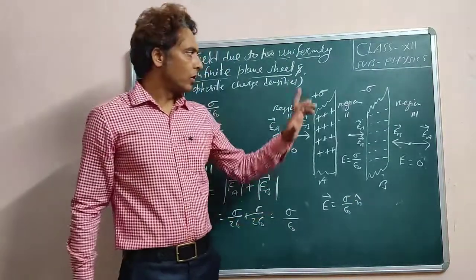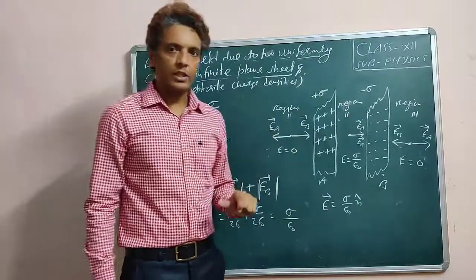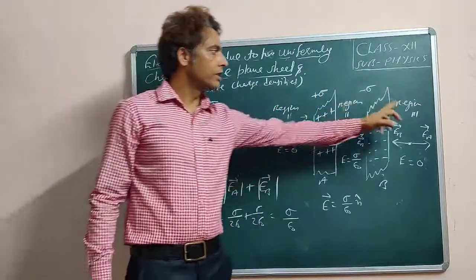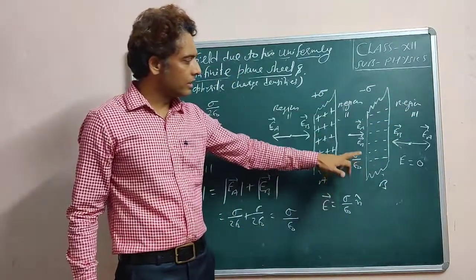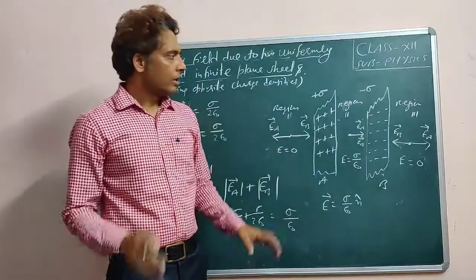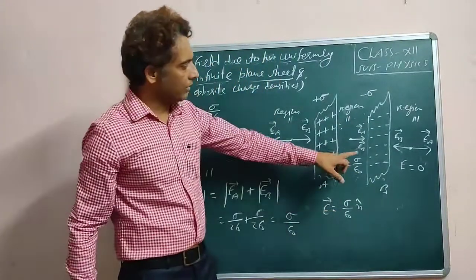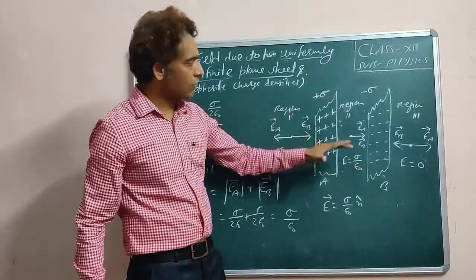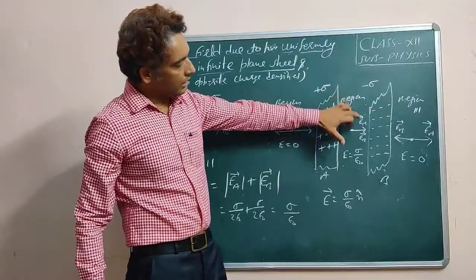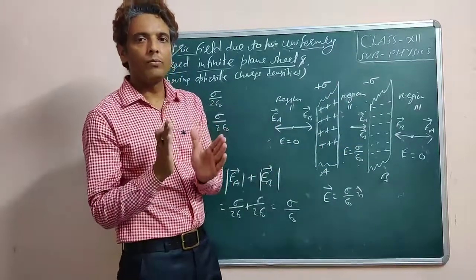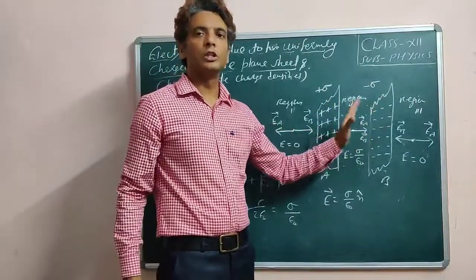So in the case of oppositely charged plane sheets, the electric field intensity in the region outside the sheets is 0, and the electric field in between the sheets is sigma by epsilon naught. You can see at any point in between the sheets, the magnitude of electric field is sigma by epsilon naught, and the direction is from left to right. This means in this region the electric field is uniform. Electric field between two oppositely charged sheets is uniform.